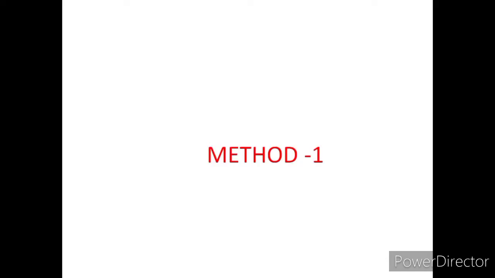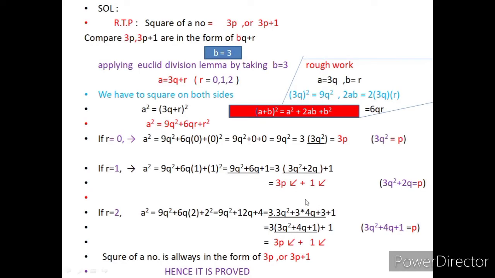Here the solution has two methods. Method 1 I would like to explain here, and method 2 I will also explain briefly later. First, method 1. You write down the RTP as usual: the square of a number takes the form 3p or 3p plus 1.